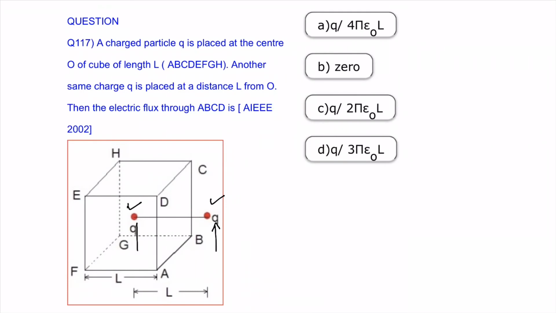The flux due to the charge inside the cube will be acting in the outward direction, and the flux due to the charge outside the cube will be acting in the inward direction of ABCD, right? That means the flux due to both charges will be equal because they are equidistant from that face, but the direction of the flux will be opposite. That means net flux through the face ABCD is 0.